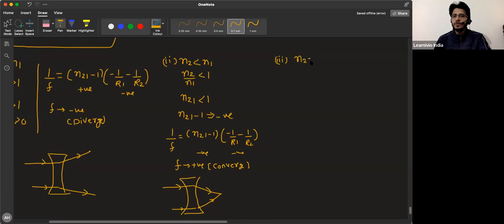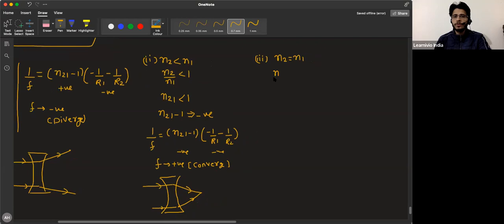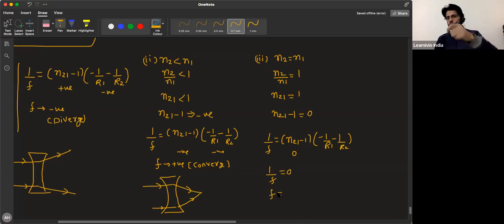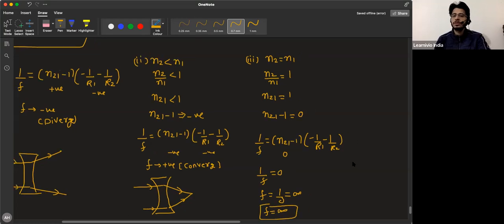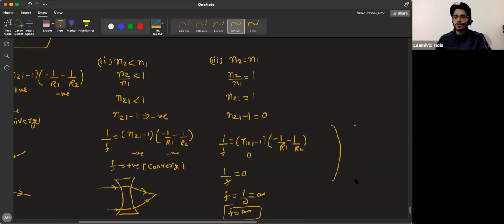Third case. If I say n2 is equal to n1, that would mean that n2 by n1 is equal to 1. n21 is 1. n21 minus 1 is 0, because 1 minus 1 is 0. If I make these substitutions in the Lensmaker formula, the first term is 0. So 1 by f will be 0, which implies f, if you invert it, is 1 by 0, which is infinite. So focal length is infinite. Infinite focal length means that this lens will neither converge nor diverge. The rays will go straight.